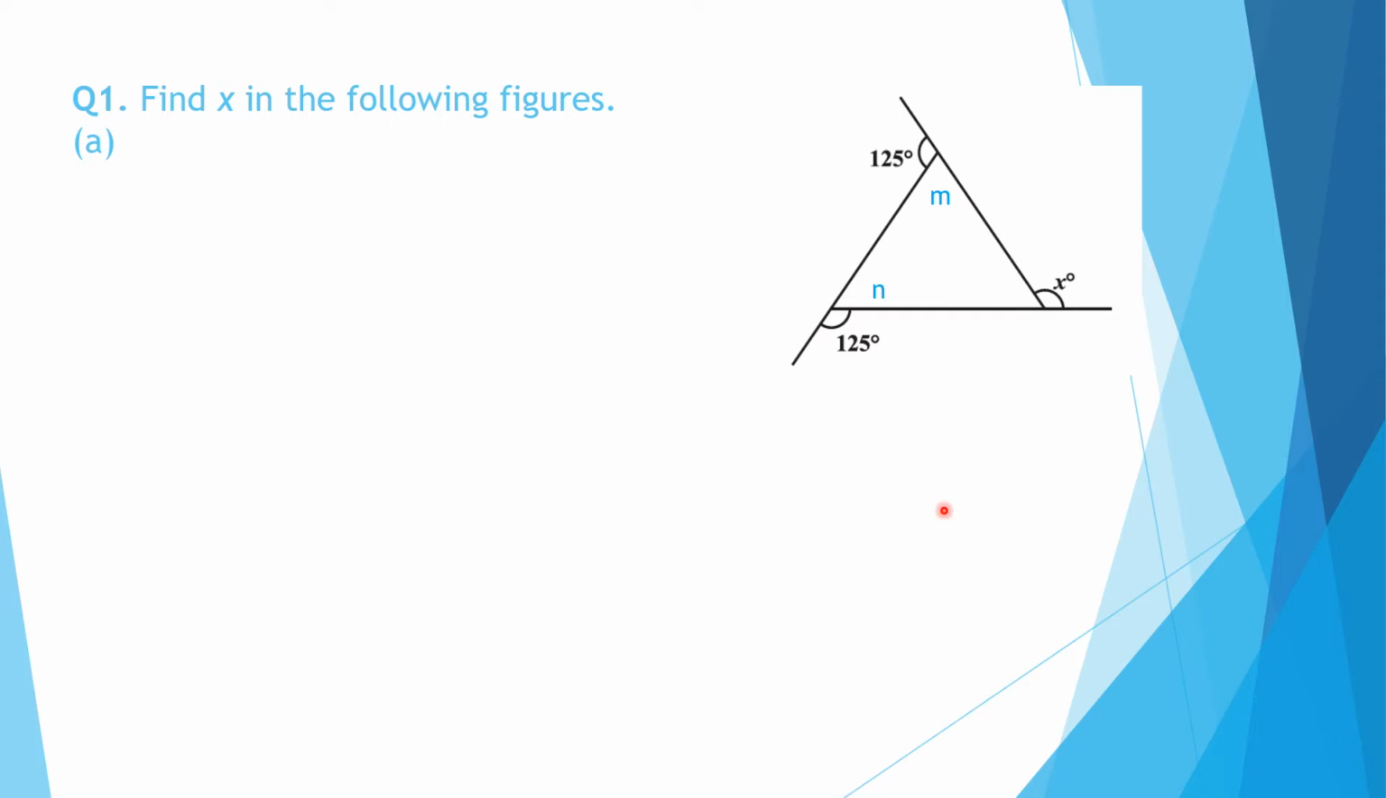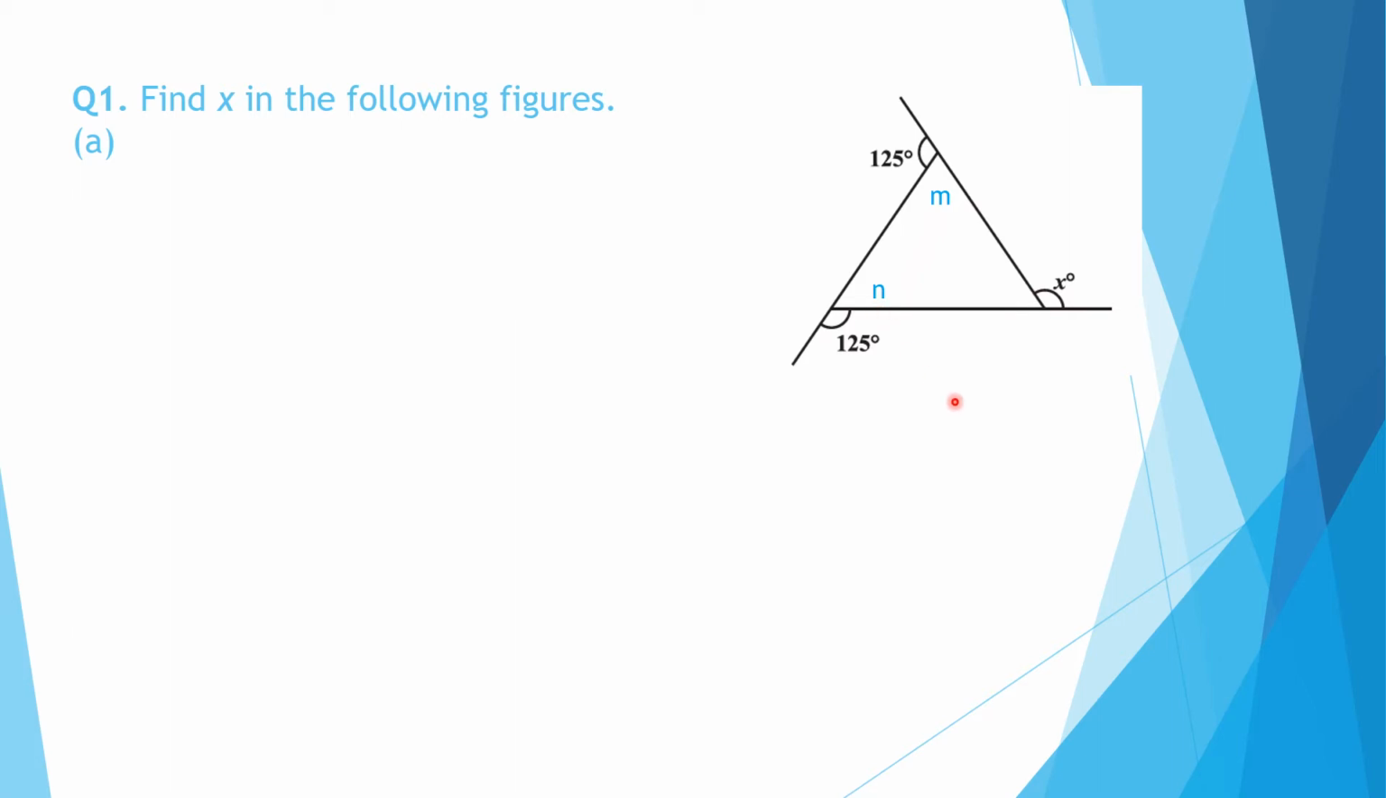Inside this angle, none of the angles is marked. All the angles are given outside. So I have marked this angle M inside, and this angle I have marked N, as given in blue color. So M plus 125 are forming a linear pair. Again, N and 125 are forming a linear pair. So we can find the value of M and N. And what is X for M and N? X is the exterior angle of this triangle, and X is equal to M plus N, because those are the interior opposite angles. So you can find X very easily.